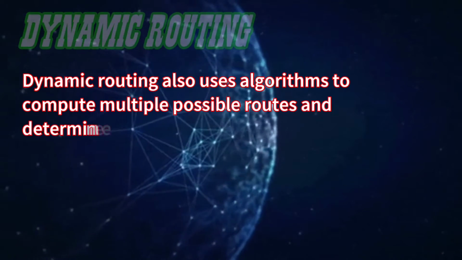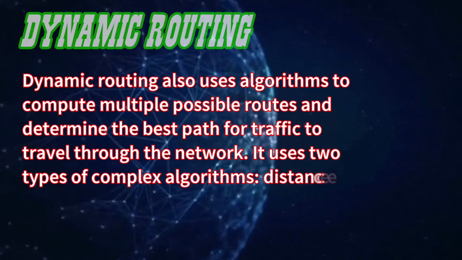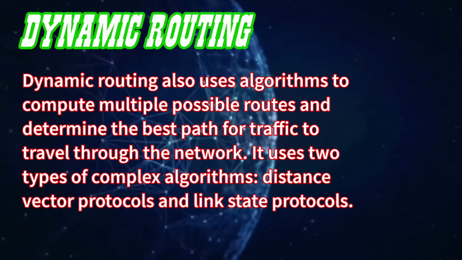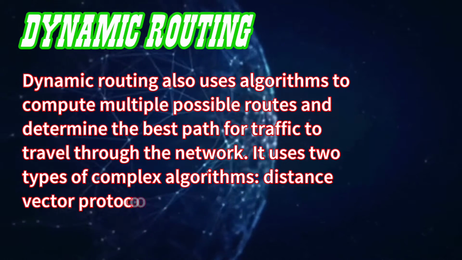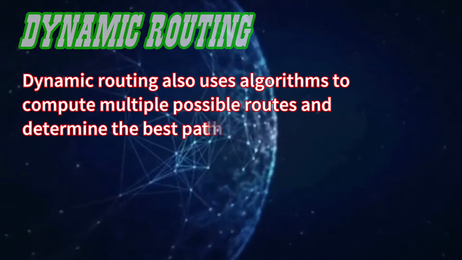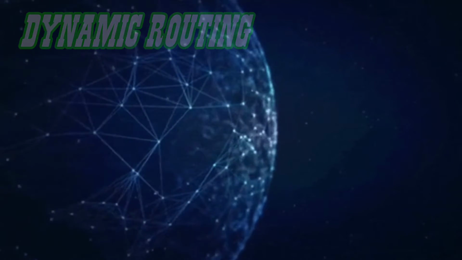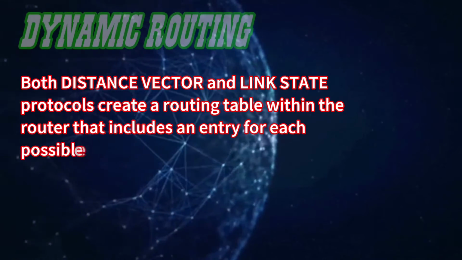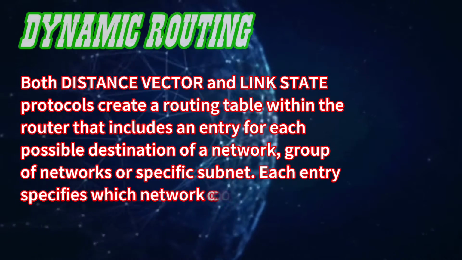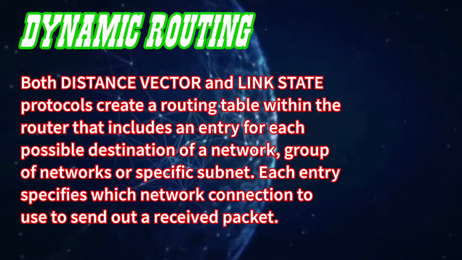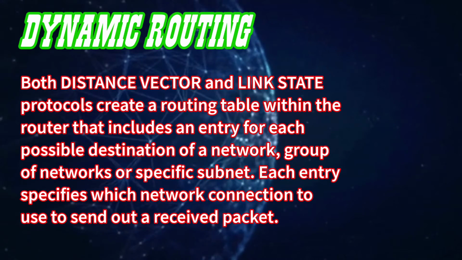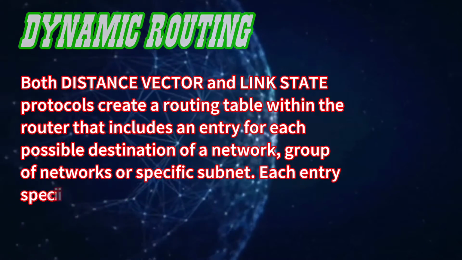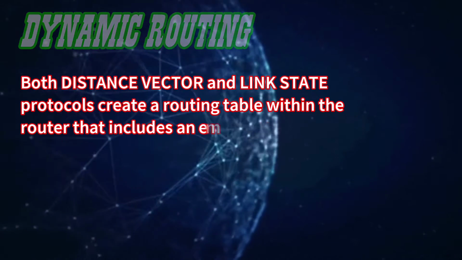Dynamic routing also uses algorithms to compute multiple possible routes and determine the best path for traffic to travel through the network. It uses two types of complex algorithm, which are distance vector protocols and link state protocols. Both create a routing table within the router that includes an entry for each possible destination of a network, group of networks, or specific subnet.